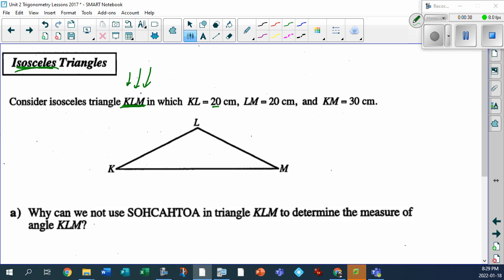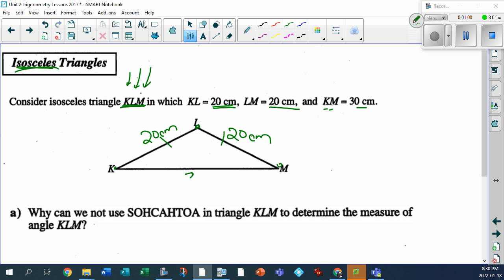It says that KL is 20. So from K to L here, that's 20 centimeters. L to M here is also 20 centimeters. Now, wait a second. That just gave away the definition of isosceles. Isosceles means two sides that are equal. Aha! And look at KM.